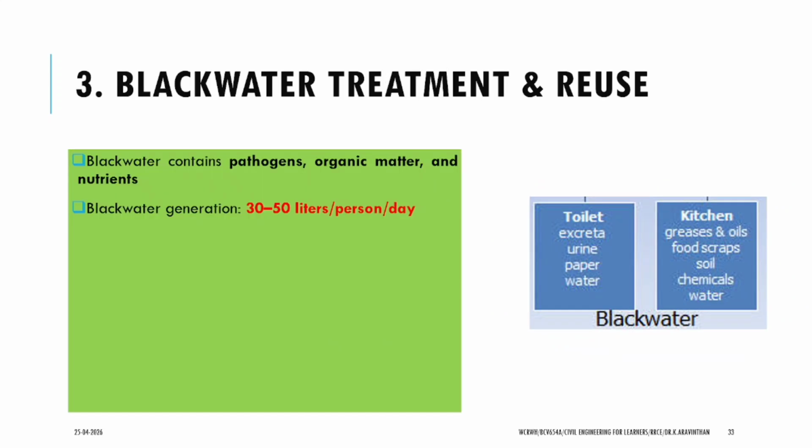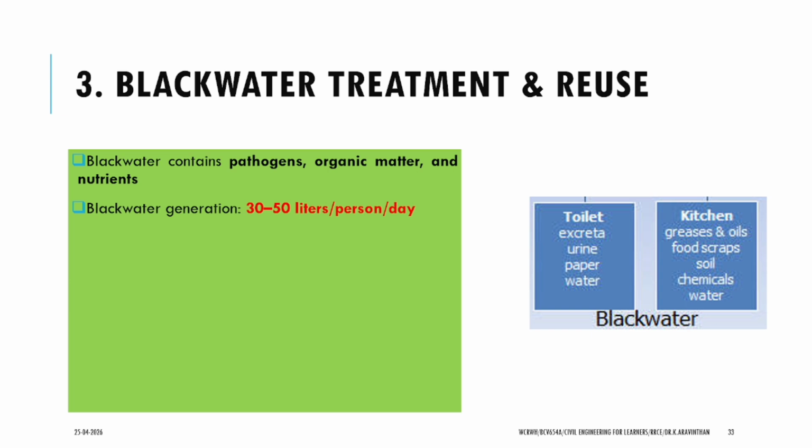The next level of water is called black water treatment and reuse. How can we treat or recycle that and reuse it? Black water is the water from the toilet and from the kitchens. Why is it called black water? Because it contains pathogens, bacteria, viruses and microbes, organic matter and nutrients. This water is around 30 to 50 liters per person per day.